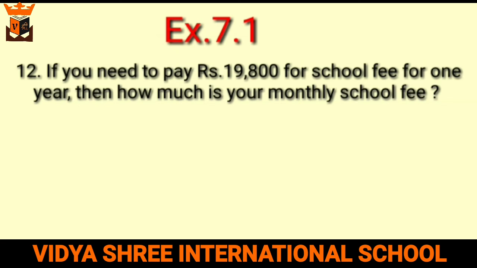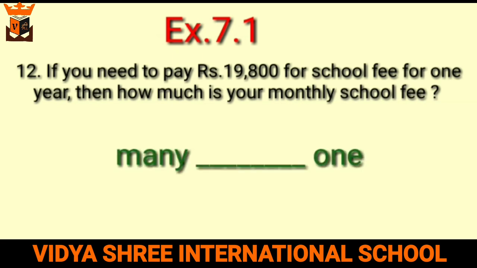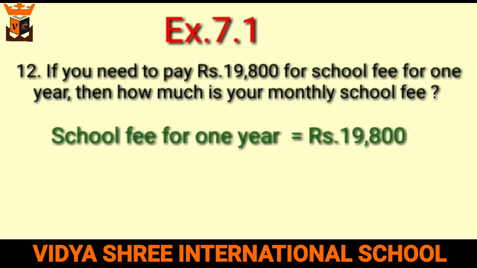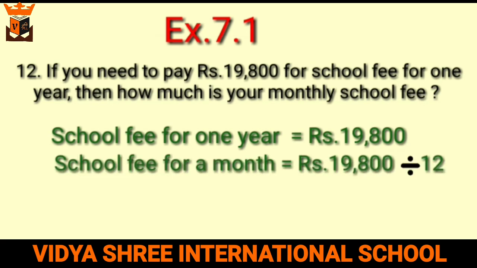Question number 12 is, if you need to pay rupees 19,800 for school fee for 1 year, then how much is your monthly school fee? So it is given for 12 months and you have to find for 1 month. According to the question, school fee for 1 year is equal to 19,800 and the school fee for a month will be 19,800 divided by 12, as 1 year has 12 months. So after dividing we get 1,650 is the school fee for a month.